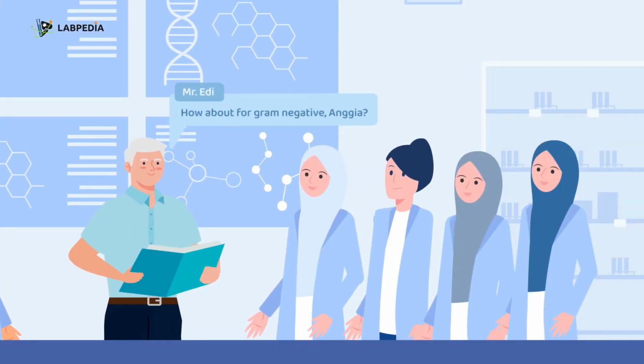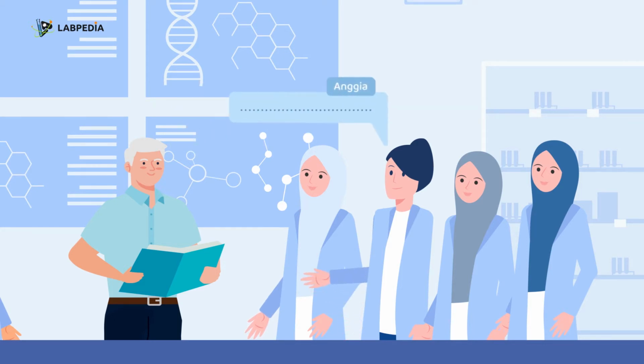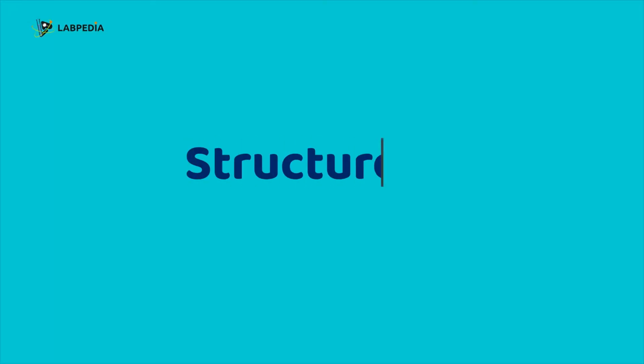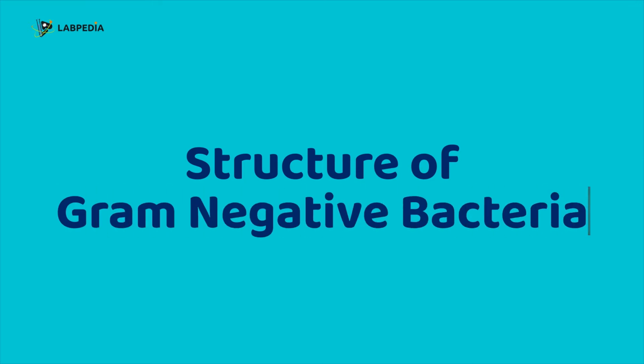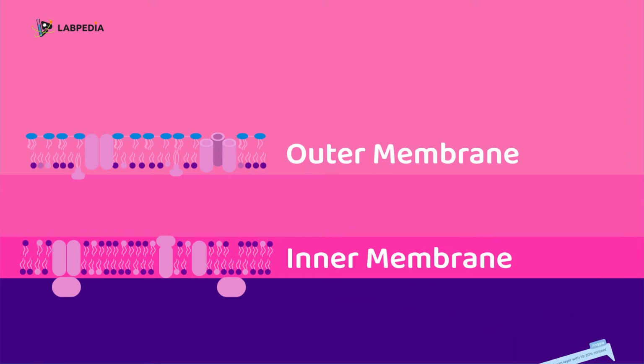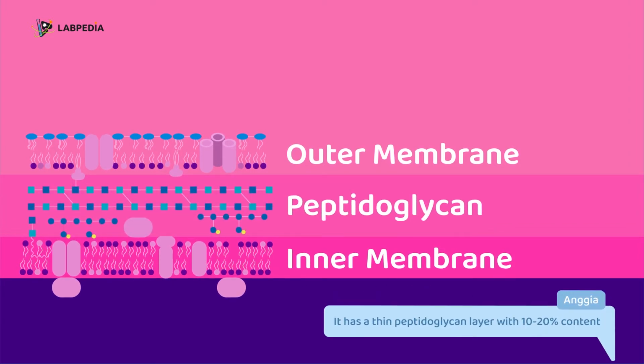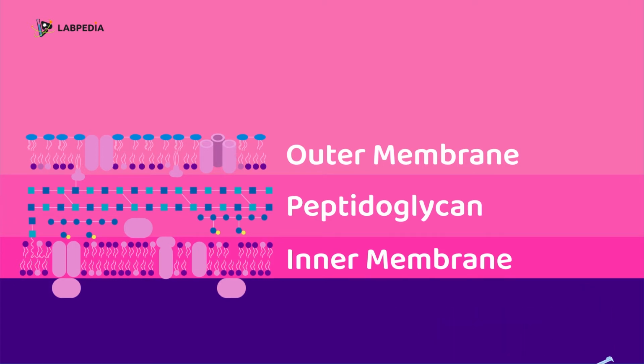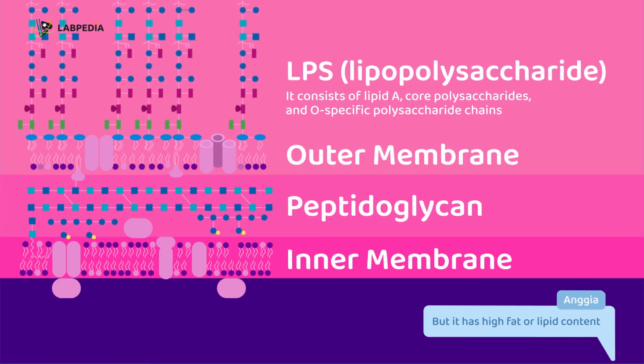How about gram-negative, Anggia? Gram-negative bacteria have a double membrane, inner and outer membranes. They have a thin peptidoglycan layer with 10 to 20% content, but they have a high fat or lipid content.